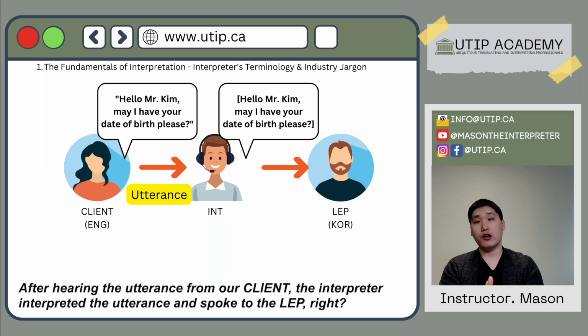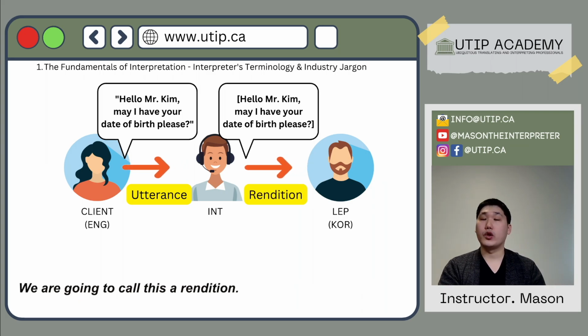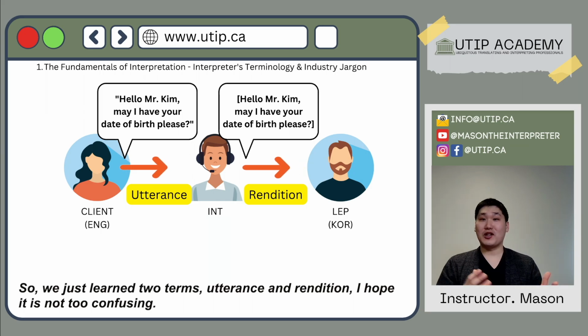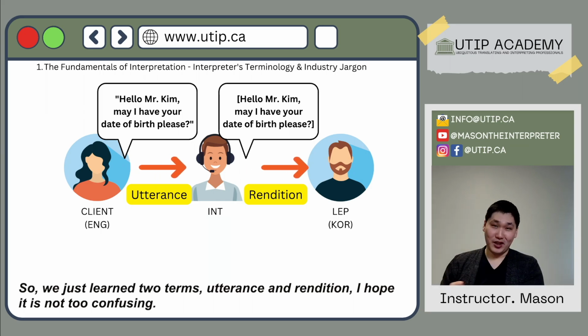After hearing the utterance from our client, the interpreter interpreted the utterance and spoke to the LEP, right? We are going to call this a rendition. What the interpreter says or provides after the utterance is the rendition, which is essentially what we call an interpretation. So we just learned two terms, utterance and rendition. I hope it's not too confusing.